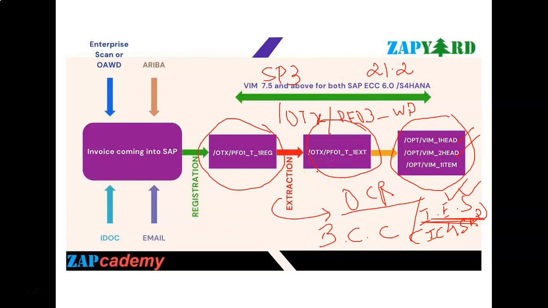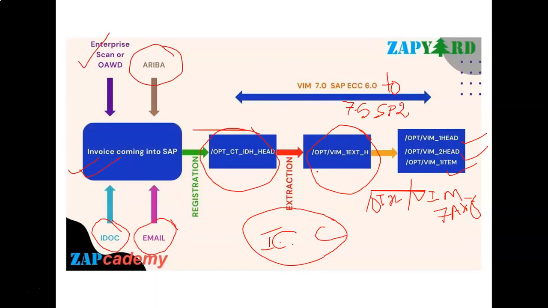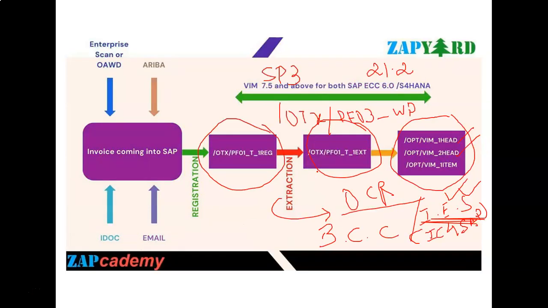When we see from a high level perspective, if I compare VIM 7.0 to VIM 7.5 SP2 onwards, and from VIM 7.5 SP3 to all the higher versions supported on S/4HANA like VIM 20.4 or VIM 21.4, so let me make this 21.4. Up to this version, these are the main differences you observe with respect to important transactions, the OCR solution and the different tables. But as I said, once it goes into document processing, the main table remains the same.